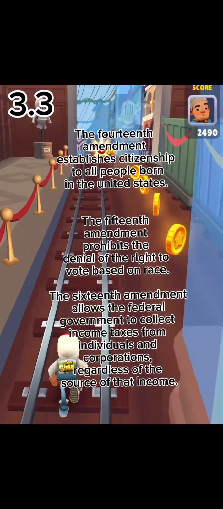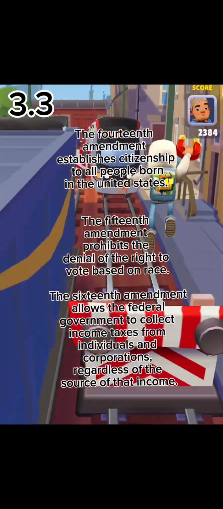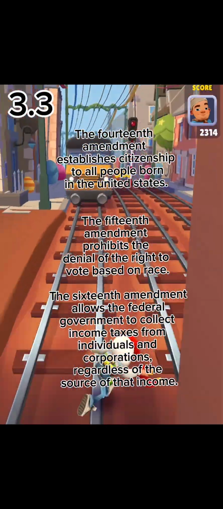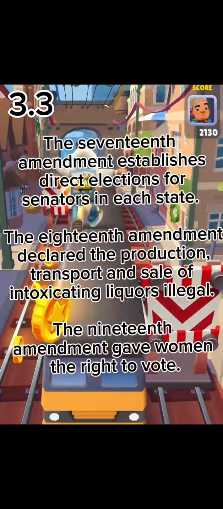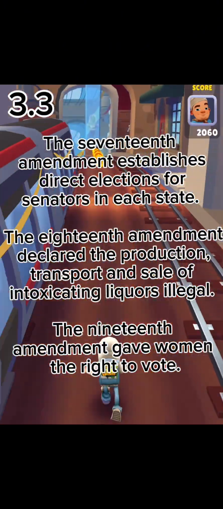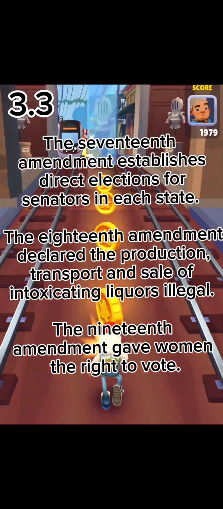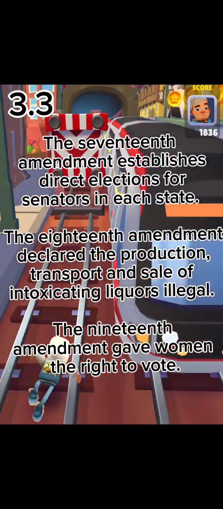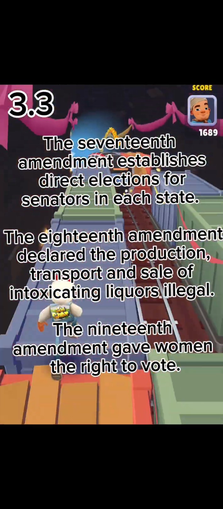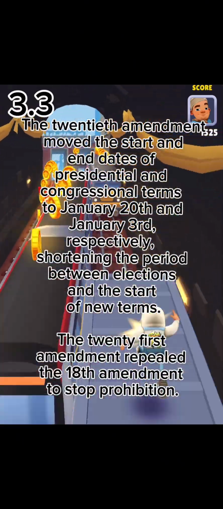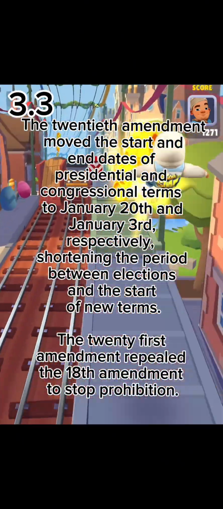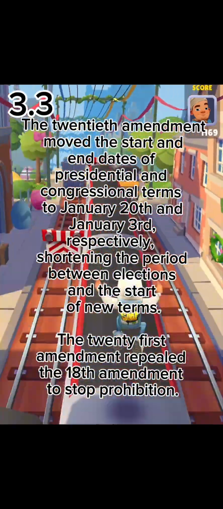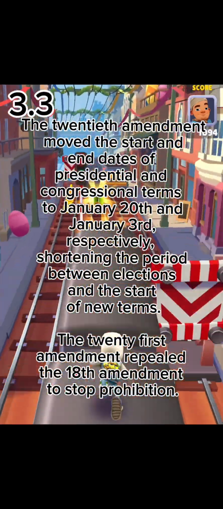The 16th Amendment allows the federal government to collect income taxes from individuals and corporations, regardless of the source of that income. The 17th Amendment establishes direct elections for senators in each state. The 18th Amendment declared the production, transport, and sale of intoxicating liquors illegal. The 19th Amendment gave women the right to vote. The 20th Amendment moved the start and end dates of presidential and congressional terms to January 20th and January 3rd, respectively, shortening the period between elections and the start of new terms.